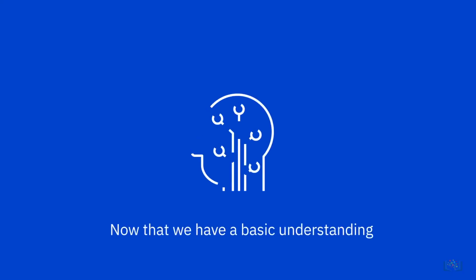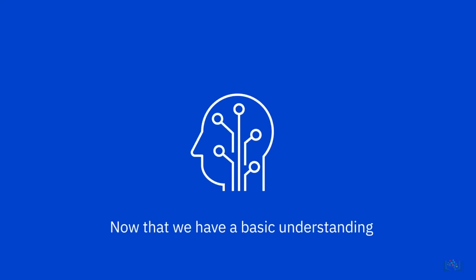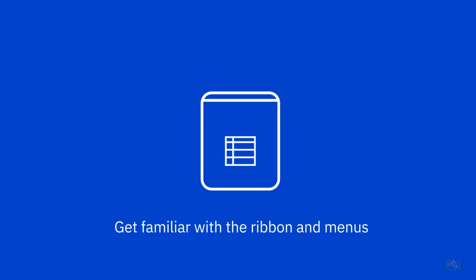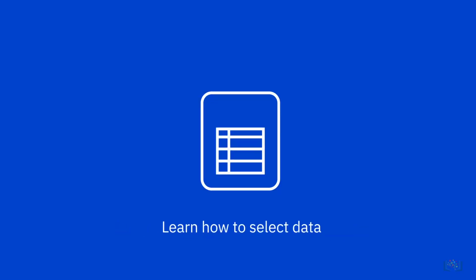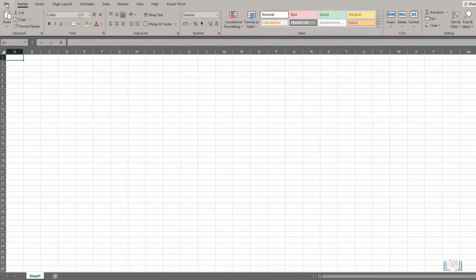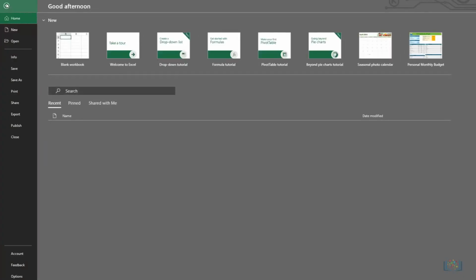Now that we have a basic understanding of the main elements that make up a worksheet, let's see how to move around a spreadsheet, get familiar with the ribbon and menus, and learn how to select data in a worksheet. To open a sample file, we click File. This opens Backstage View. Here you can create a new workbook, or open, save, or print a workbook. You can also access Excel options.